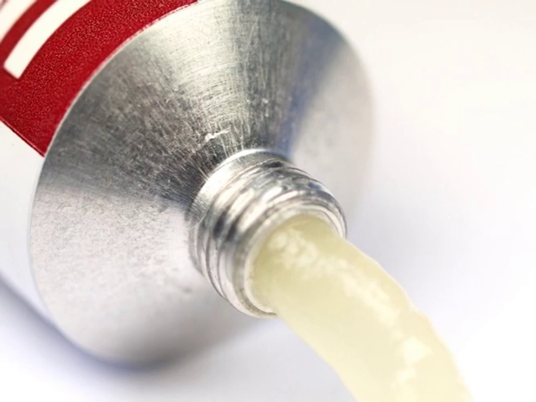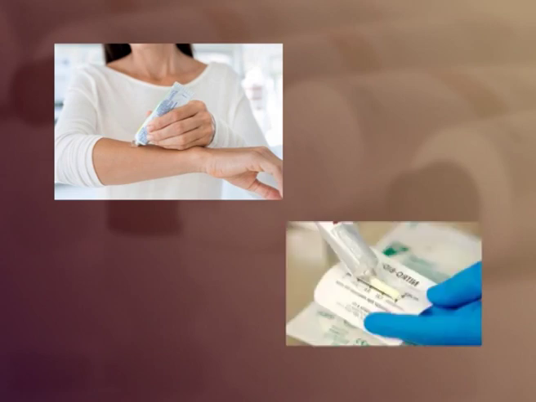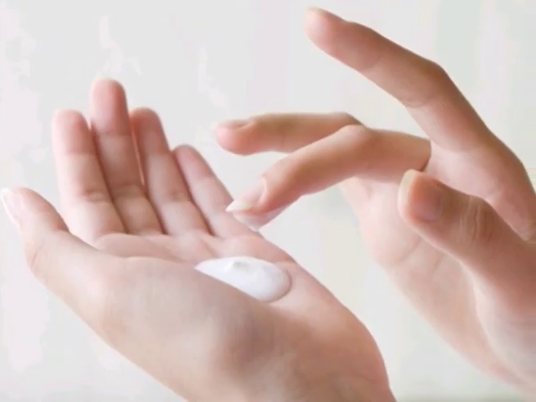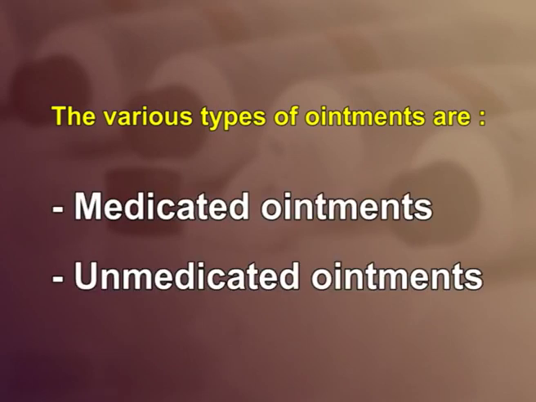Let's look towards the disadvantages. They are bulkier than the solid dosage form. When the application of an exact quantity of the ointment to the affected area is required, it is difficult to ascertain the same. They are less stable than the solid dosage form. The various types of ointments are medicated ointment and unmedicated ointment.